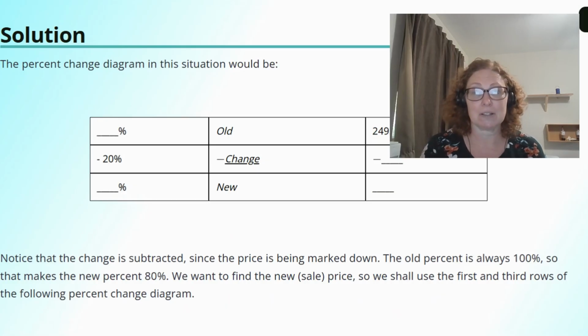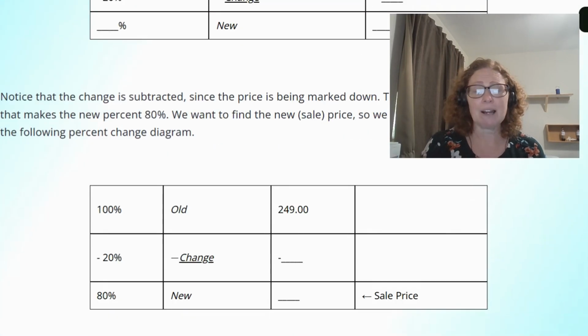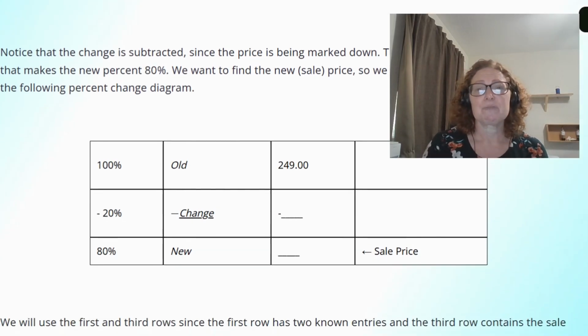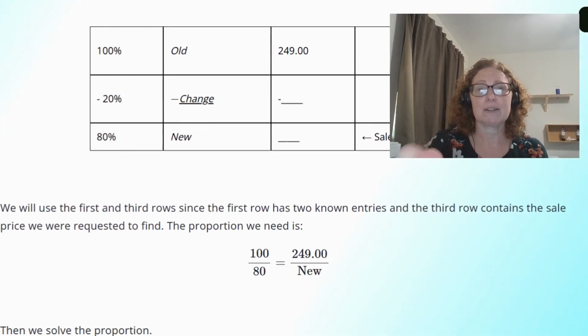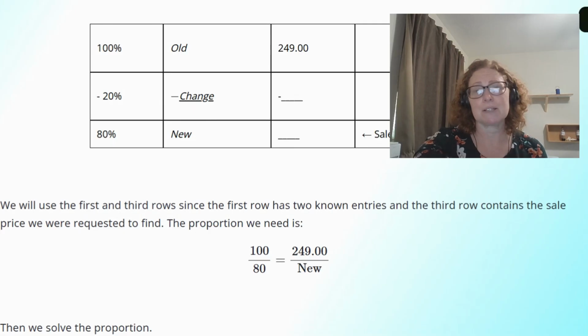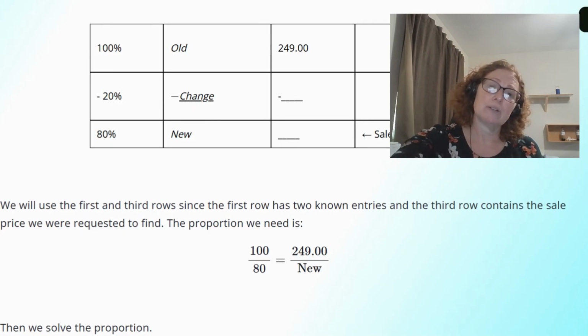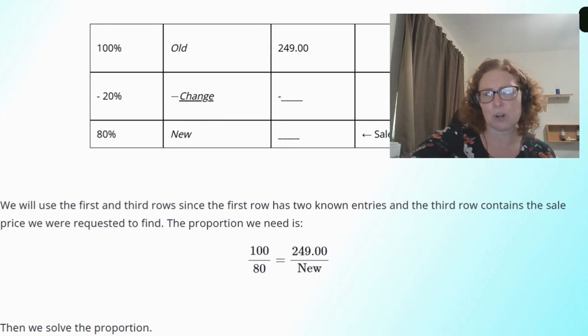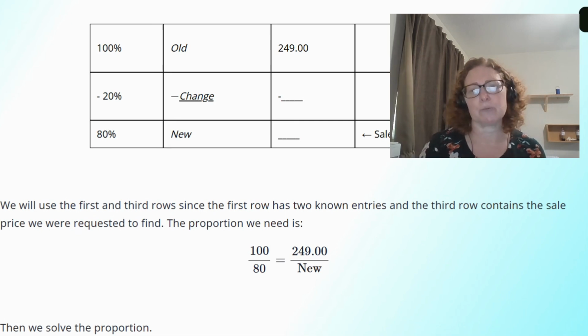So we got that part. So I got all that figured out. I'm looking for the sales price, or the new price. We kind of added a new column, but it's just showing what the sales price would be. So we're setting it up again.